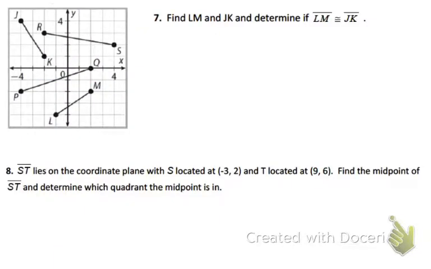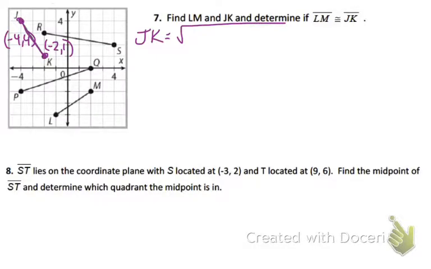Now for this one, find LM and JK and determine if segment LM is congruent to segment JK. So again, you have to work through that distance formula. I'm going to do JK in purple and LM in pink. So here's my JK. My ordered pair for J is (-4, 4). My ordered pair for K is (-2, 1).